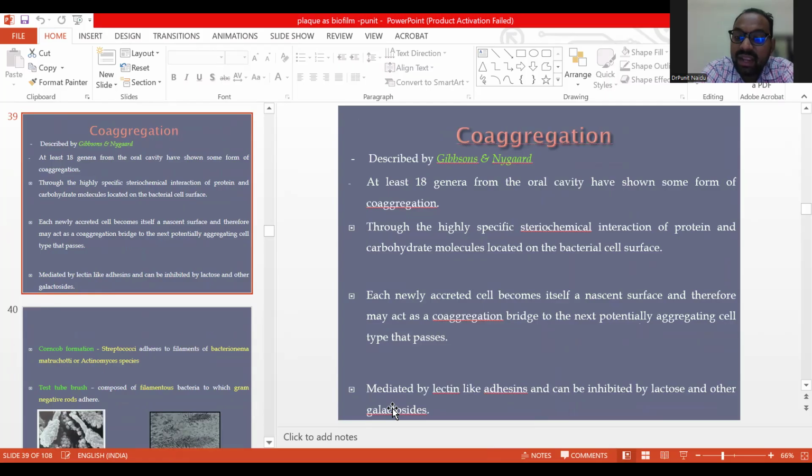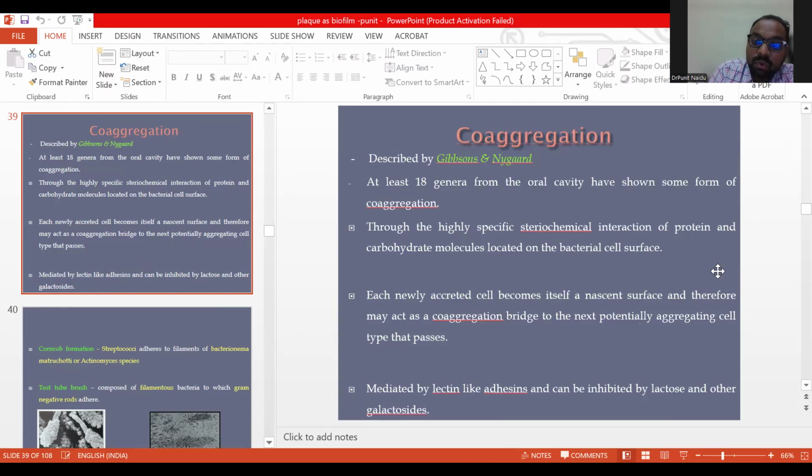So co-aggregation is a highly specific stereochemical interaction of proteins and carbohydrate molecules located on the bacterial cell surface. And these newly accreted cells become themselves a nascent surface and act as a co-aggregation bridge to the next potential aggregating cell type that passes. It is mediated by lectin-like adhesins and can be inhibited by lactose and other galactosides.